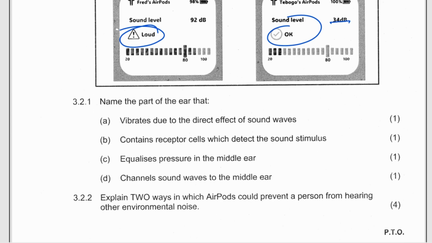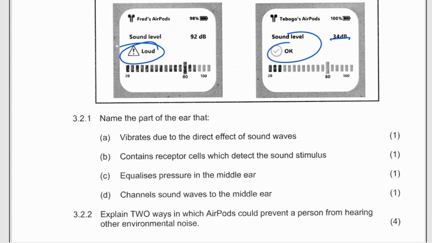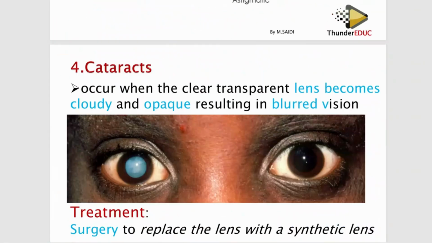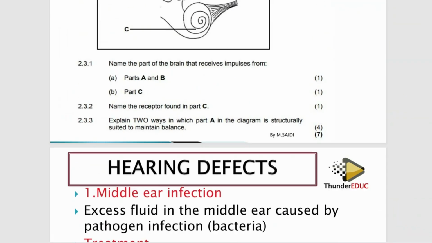Name the part of the ear that vibrates due to the direct effect of sound. Direct effect of sound, that is the tympanic membrane. Contains receptor cells that detect the sound stimulus. It is the cochlea. This is the cochlea because the cochlea is found in there. That's what we talked about. We are talking about this.